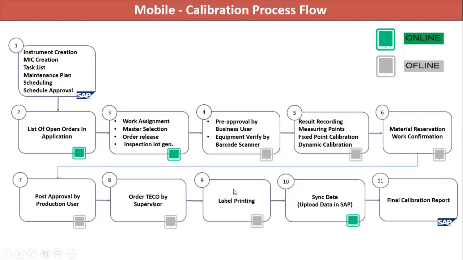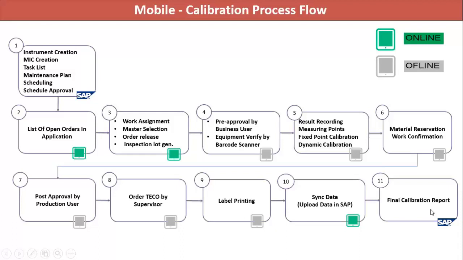Then once the whole activity is done offline, the user can sync the data. There will be one button available which the user will click, and all the data will upload to your SAP system or non-SAP system. If you are doing it manually, you have to keep paper records. To avoid that, the final calibration certificate will be available in the system itself.